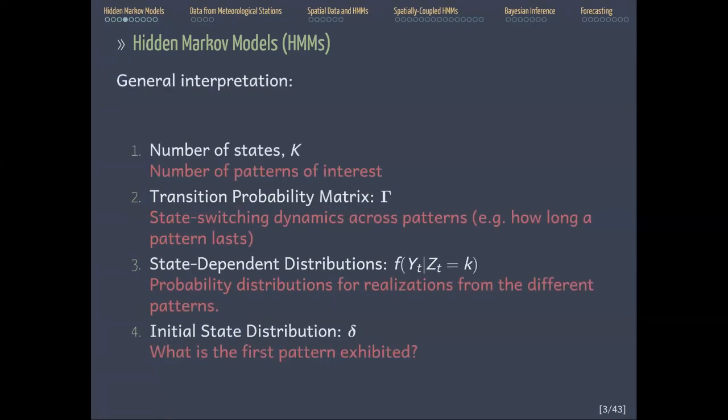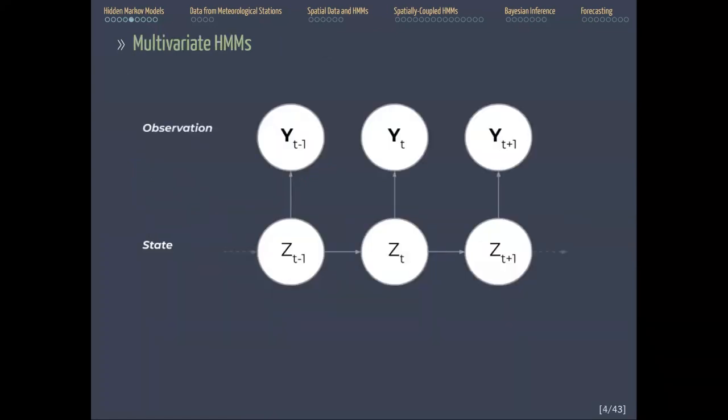Because I often work with ecologists, I always have this general interpretation: the number of patterns of interest, and how we switch, the state-switching dynamics, across these patterns, and so on. In a multivariate context, if you have a multivariate response at each point in time, you can use multivariate hidden Markov models, often by assuming a joint distribution for the observation process, or doing contemporaneous conditional independence, where you have a joint distribution as a product of marginals.